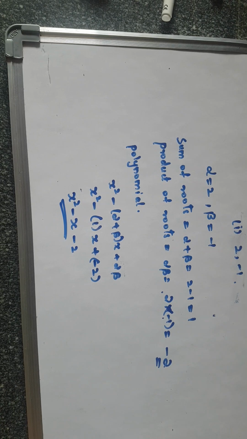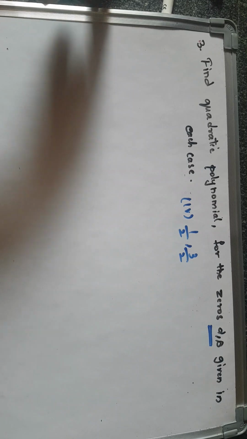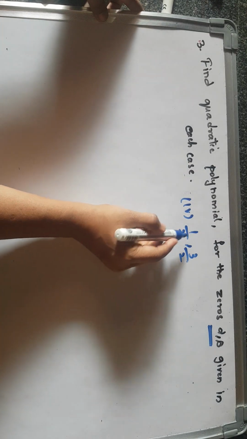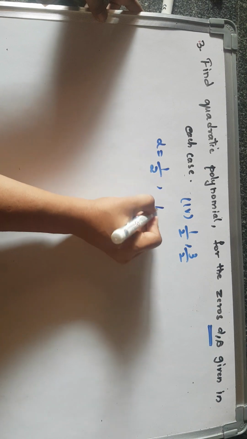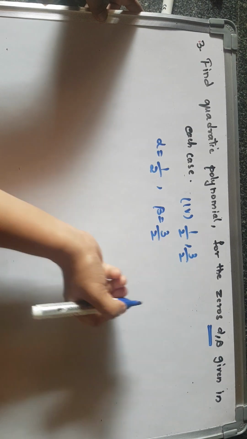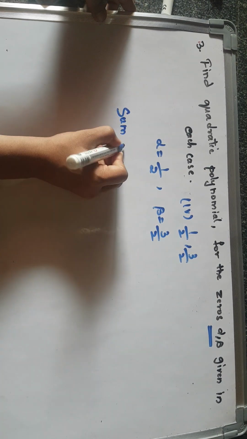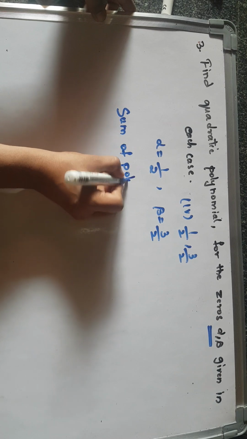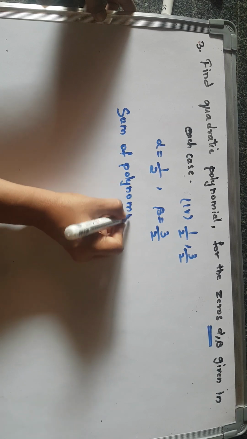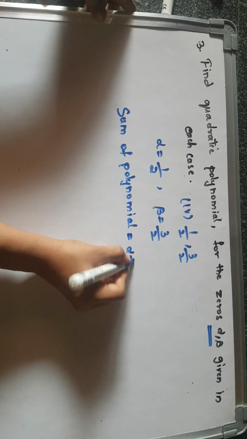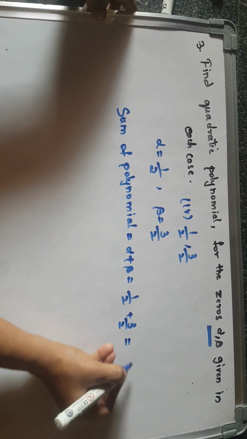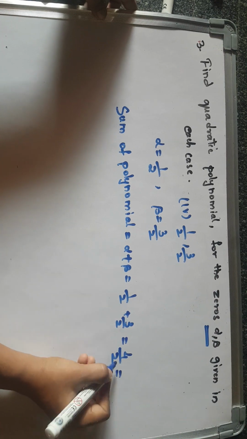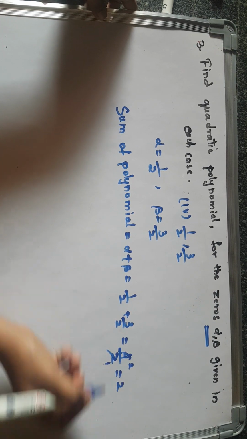Okay, continue. I'll say you one other question. Now this is another question: 1 by 2 and 3 by 2. What is the value of alpha given? 1 by 2. What is the value of beta given? 3 by 2. So we are finding the sum of the zeros. Alpha plus beta becomes 1 by 2 plus 3 by 2, that equals 4 by 2. 2 ones, 2 twos. The value is becoming 2.